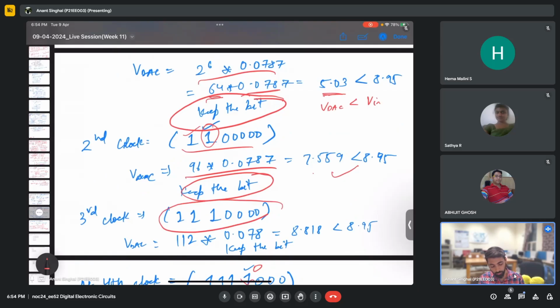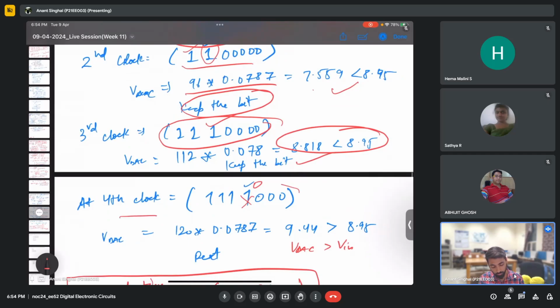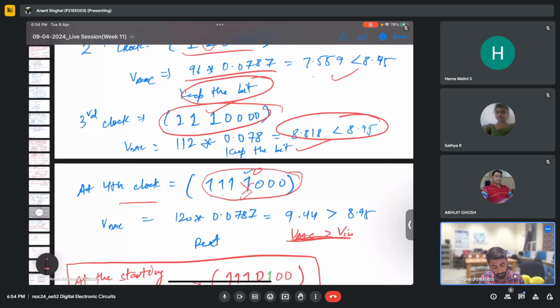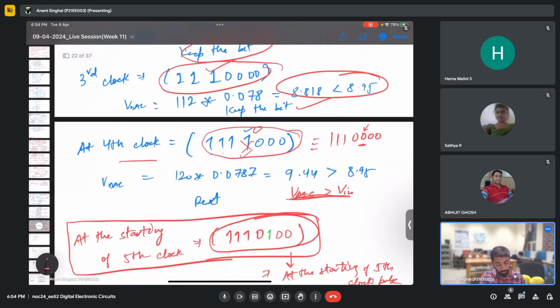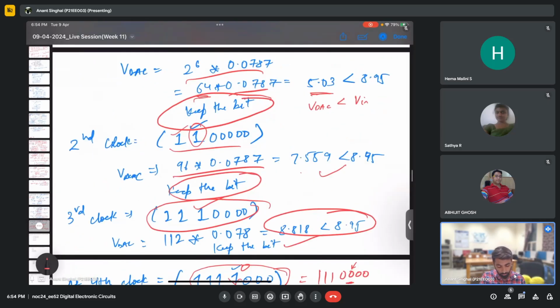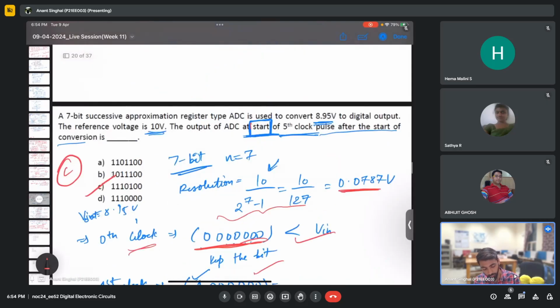Again, for the third clock pulse, we added this one and still it was less, so we kept the bit. At the fourth clock pulse, we added this one, but this time the VDAC was greater than Vin, so we reset this bit. So this becomes 11100000, and at the fifth clock pulse, this zero will now become 1, which I have made in green color. There will be no operation because the question specifies that we need to write the output of the ADC at the start of the fifth clock pulse. So that is why it is option C.